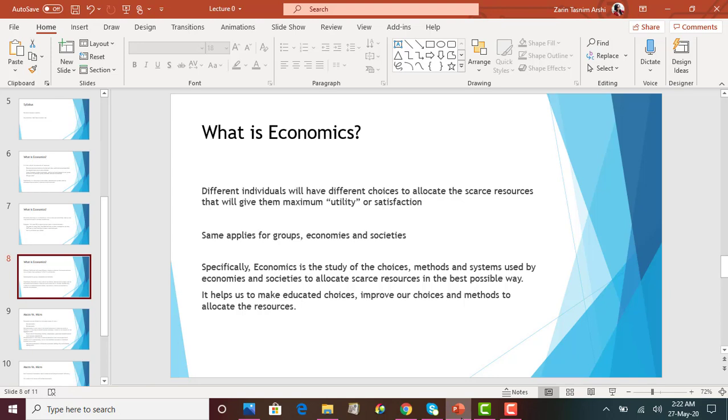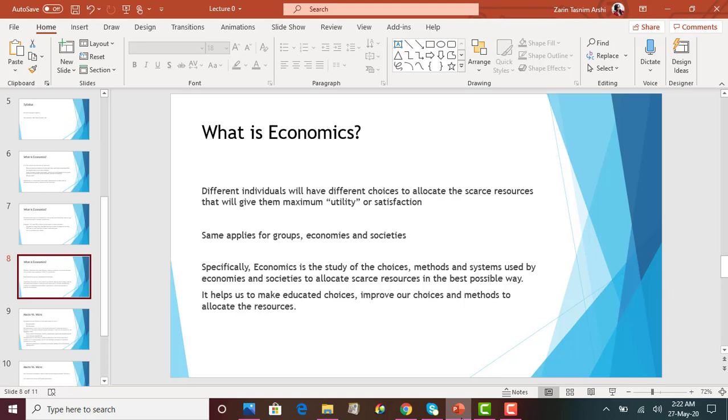Now the same thing applies for groups or economies. When we are talking about the city as a whole, when we are talking about the state as a whole, how we are going to allocate the resources in the state of Texas, what is good for the state of Texas, and what are the choices that we need to make in the state of Texas so that we experience growth.